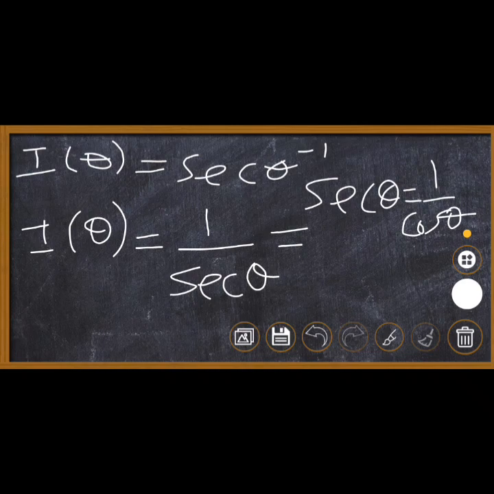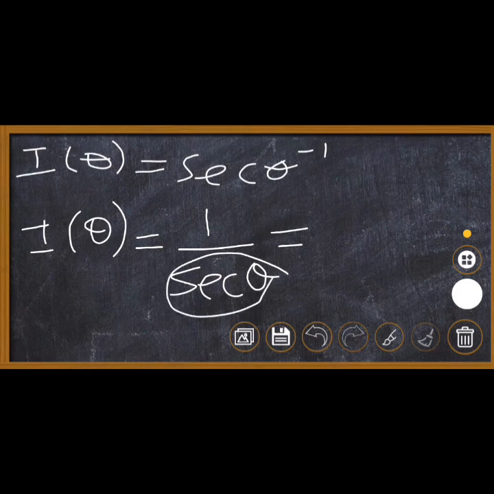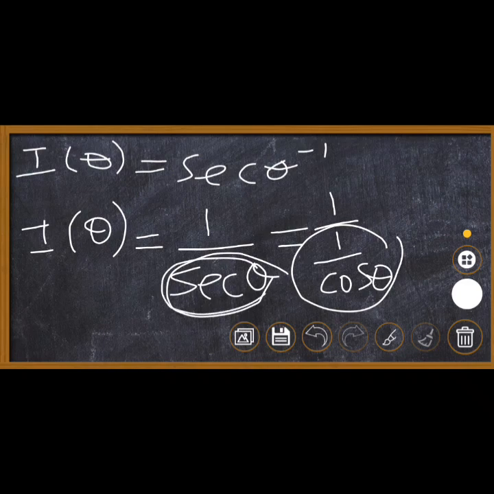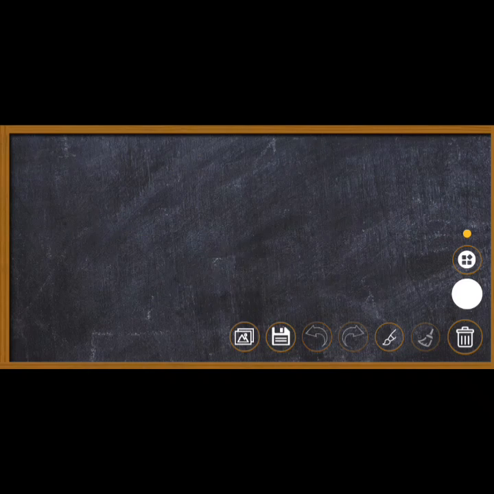So in this case, sec theta is the same as 1 over cos theta. Where we have sec theta in our expression here, we are going to replace it with 1 over cos theta. Because 1 over sec theta is 1 over 1 over cos theta, which is cos theta. I'm doing this for the sake of simplifying the expression. So in this case we have an integrating factor of cos theta.